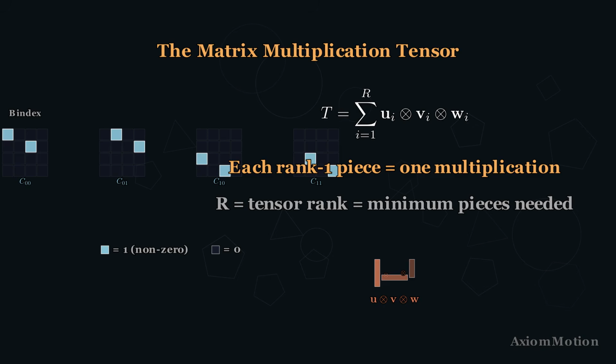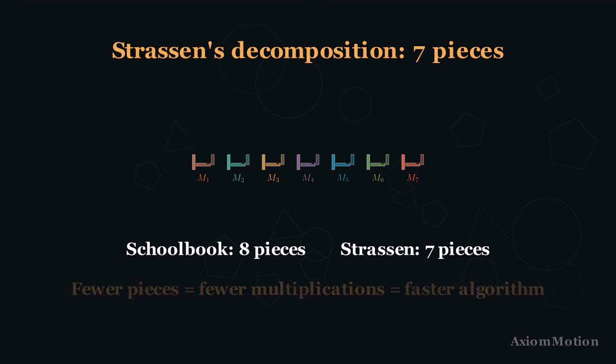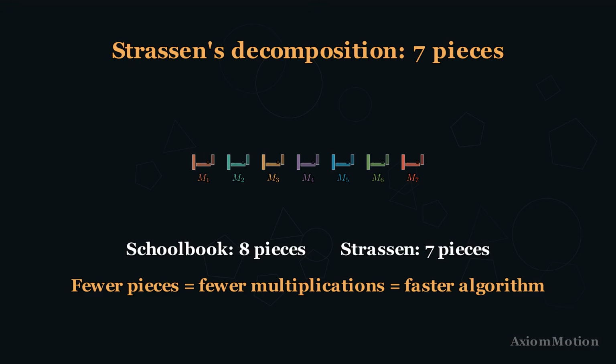Each piece is a rank 1 tensor, which is just the outer product of 3 vectors, and each rank 1 piece corresponds to exactly 1 scalar multiplication in the algorithm. Strassen's algorithm decomposes T222 into 7 rank 1 pieces. The schoolbook algorithm decomposes it into 8. Finding a faster algorithm means finding a decomposition with fewer pieces. This is the tensor rank of matrix multiplication.